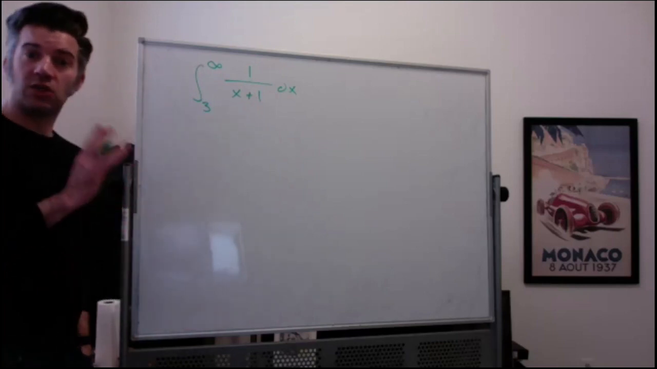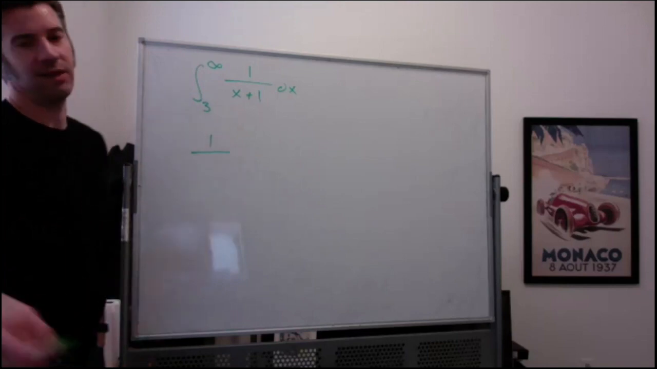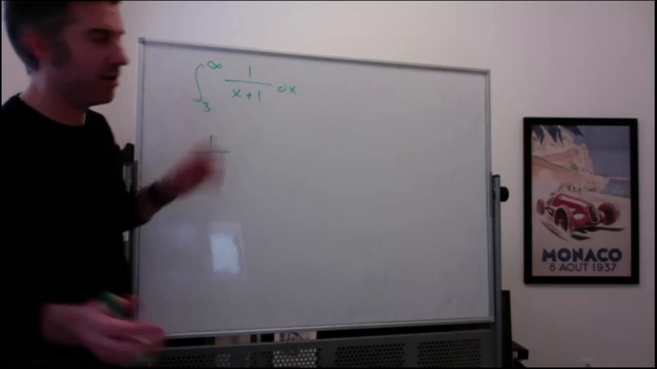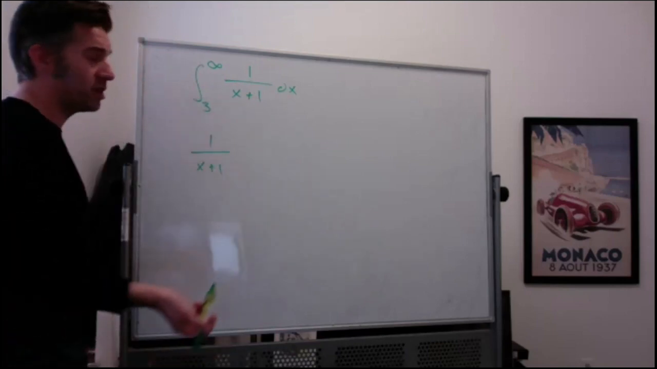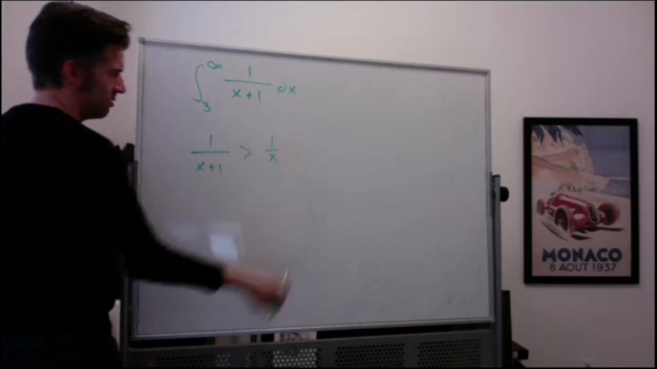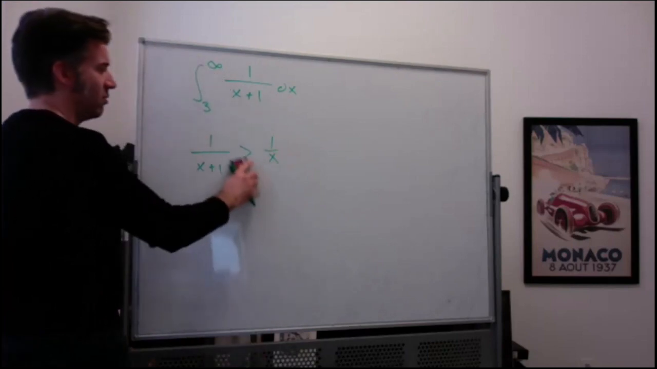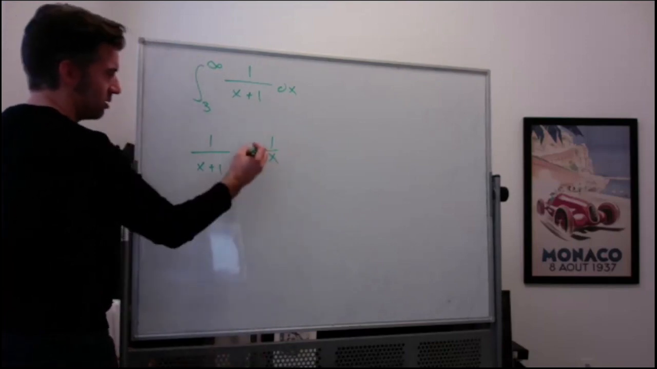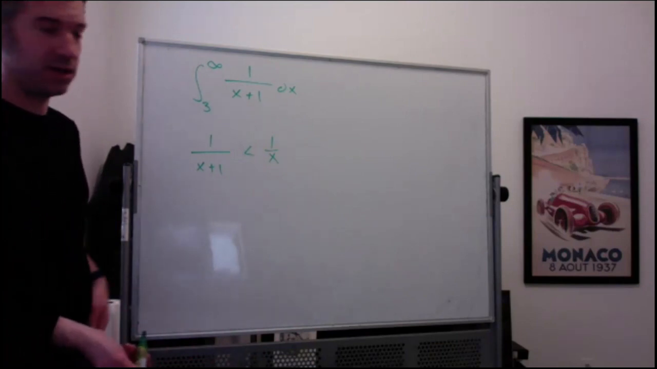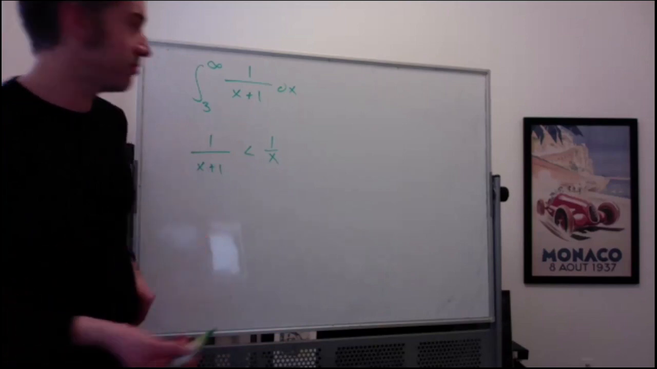But here's the issue we encounter when we look at this. I guess I could integrate it. You could totally integrate this one and see it's divergent. But if you want to use the comparison test, you can't say what you want to say, because 1 over x plus 1 isn't bigger than 1 over x. 1 over x plus 1 is actually smaller than 1 over x. You could do some tricky manipulating to make this something that's bigger than 1 over x, but here's the other thing you can do.